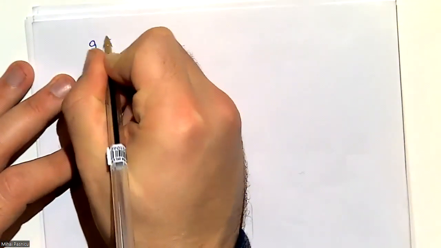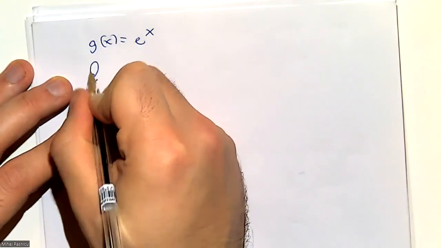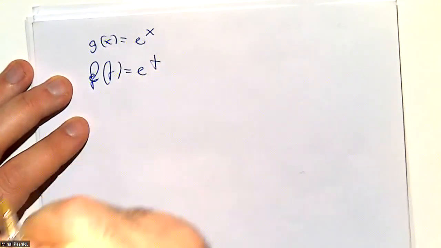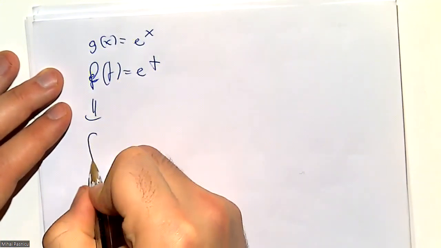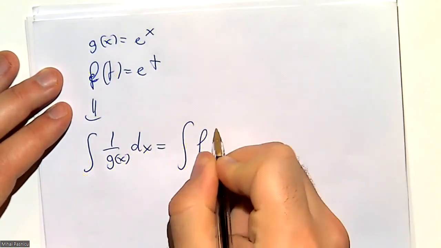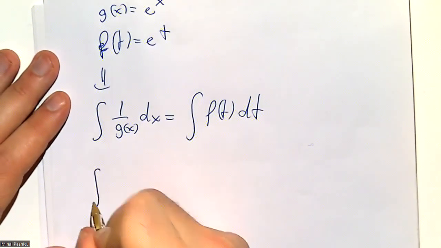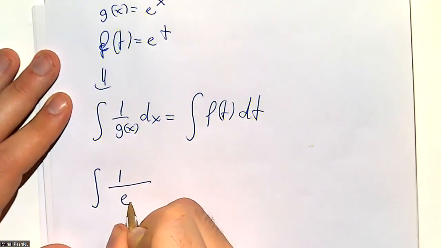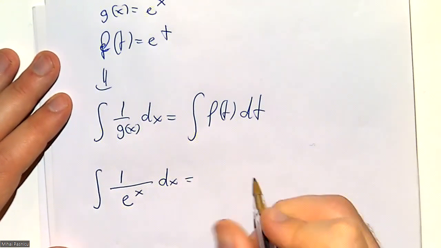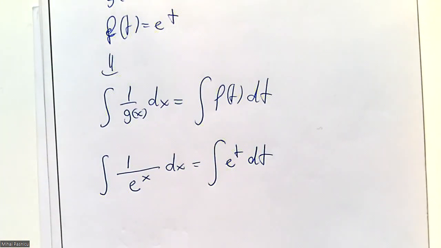g of x is equal to e to the power of x, and f of t is equal to e to the power of t. I know that the integral of 1 over g(x) dx is equal to the integral of f(t) dt. Okay, plug in and get on computing. Of course, I gave an easy example for myself because I kept the hard one for you guys, and that's completely fair, just like it's going to be on the exam. Okay, I just put my stuff in, and now I compute.